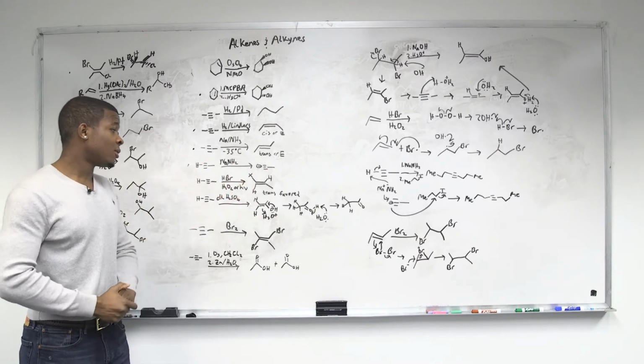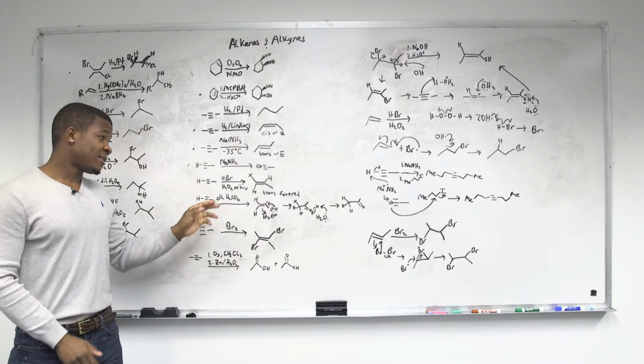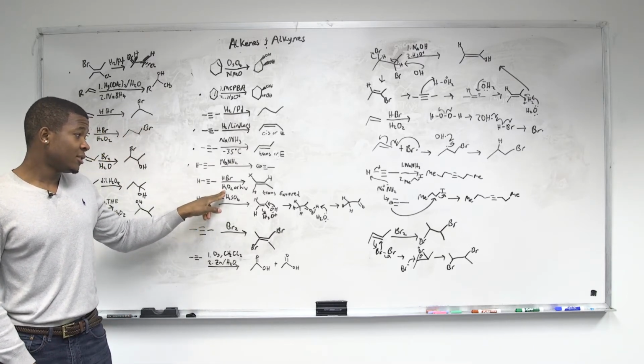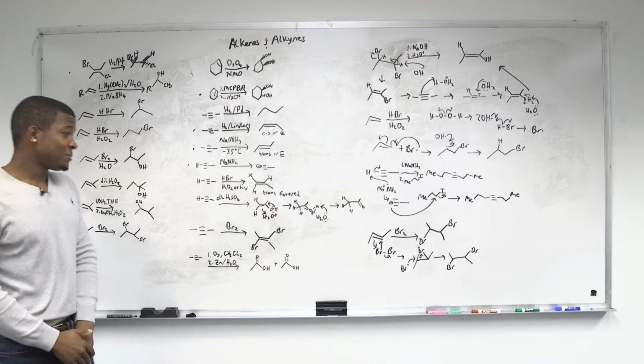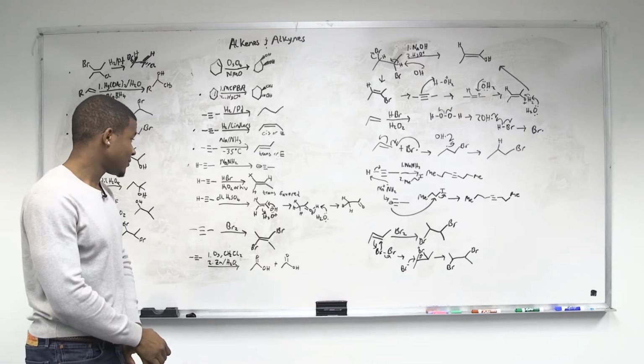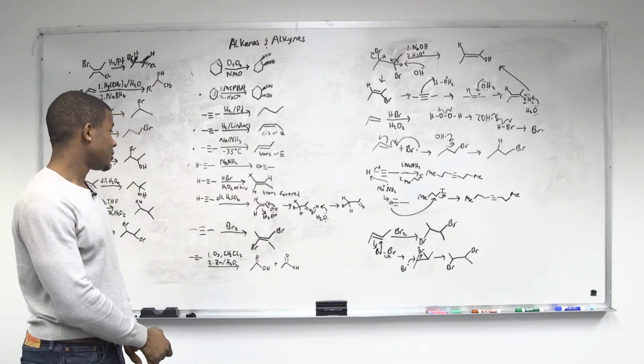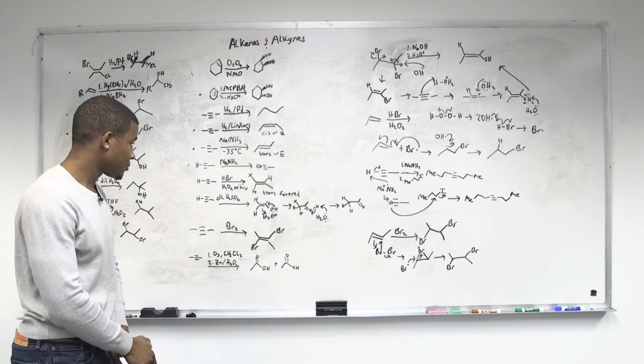Next, we have HBr over H2O2. And as I said, H2O2 is going to give you anti-Markovnikov.